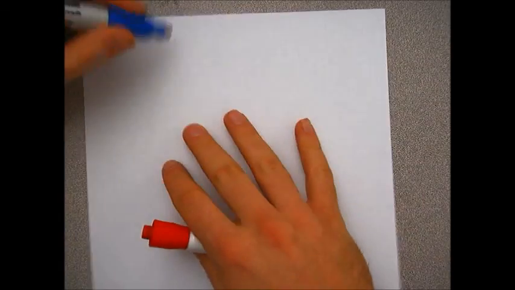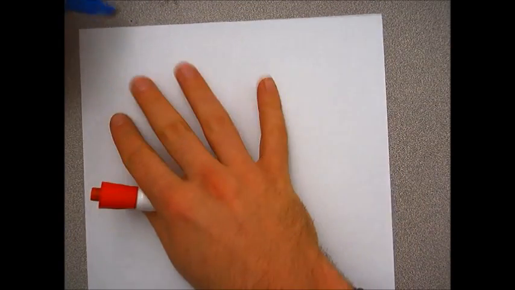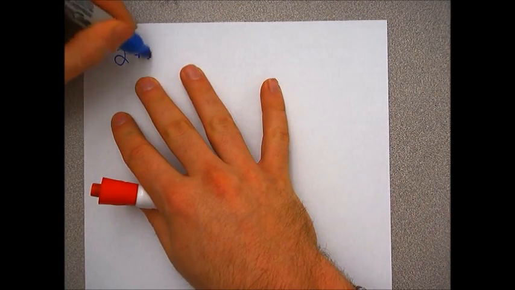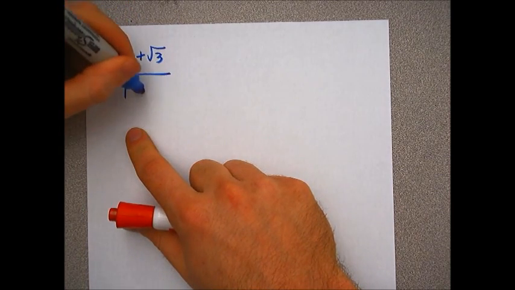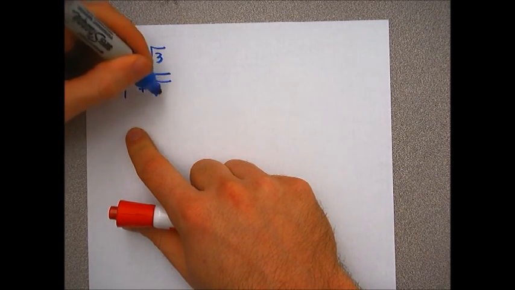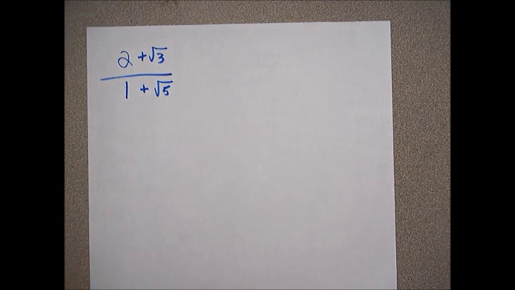Okay, taking a look at number 27, it says rationalize the denominator. And what did we learn about rationalizing the denominator a few slides ago? It means we want to get rid of the radical from the bottom. So if we look at a problem that says, let's try 2 plus radical 3 all over 1 plus radical 5.